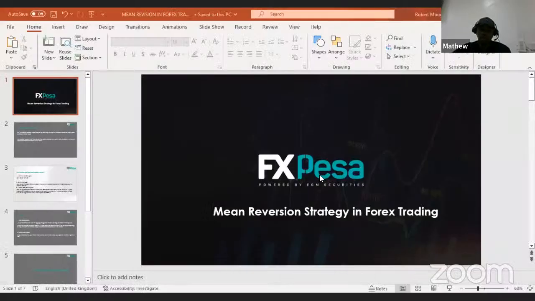Okay, so today we are going to look at mean reversion in forex trading. Basically, this is more of a strategy, and what we are going to learn is how to look at the deviations in prices so that you can determine areas of buying or even selling. So let's have a look at the definition.